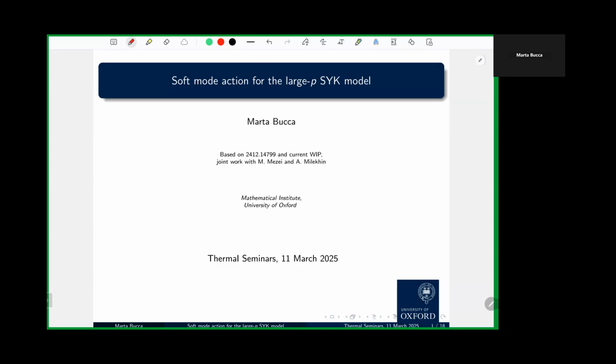Unfortunately, we had some connection issues during the first recording of this talk, so this is a re-recording. And today I'm going to be talking about the soft mode action for the large p SYK model. This is based on a paper that came out in December with my supervisor, Mark Bucca, and also some current work in progress that is happening both with my supervisor again, Mark Bucca, and Alexei Milekin.